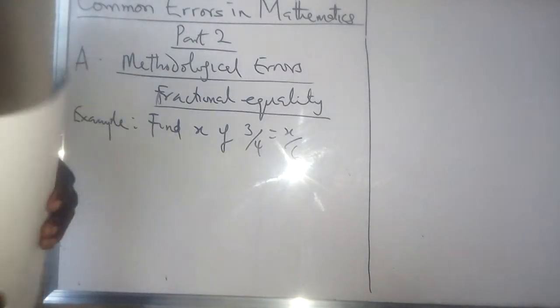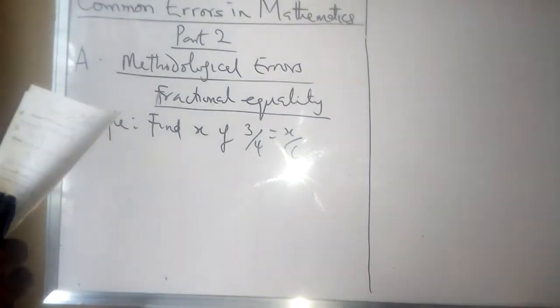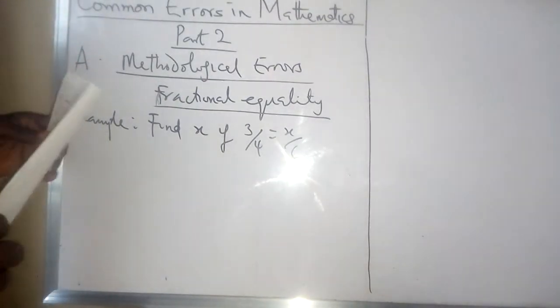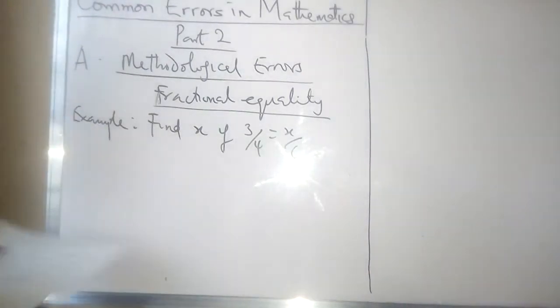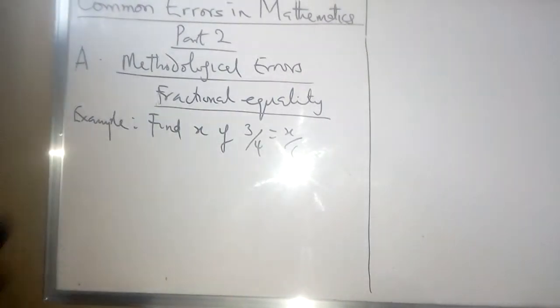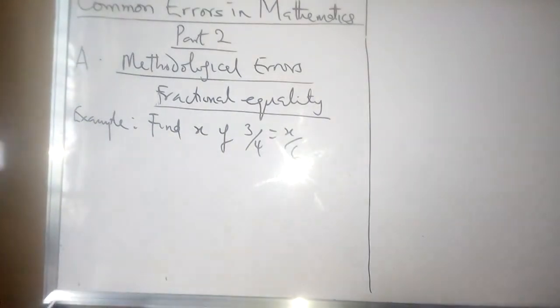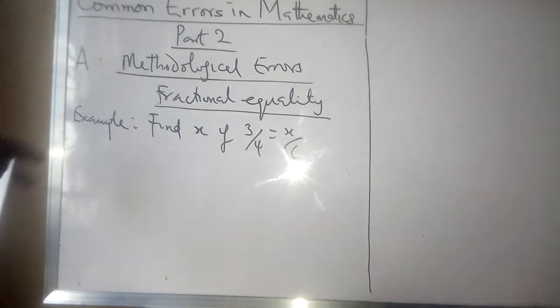In this video, we shall continue with common errors in mathematics. This one is part 2 of common errors in mathematics. In our first video on common errors in mathematics, we looked at methodological errors. So we continue from where we stopped. Methodological error. An example of that is where we have fractional equality. Let's look at an example.